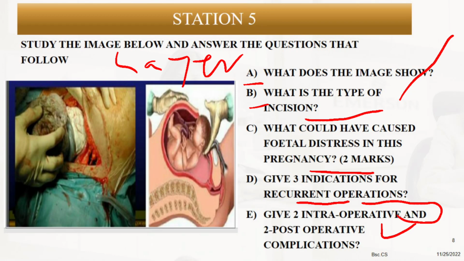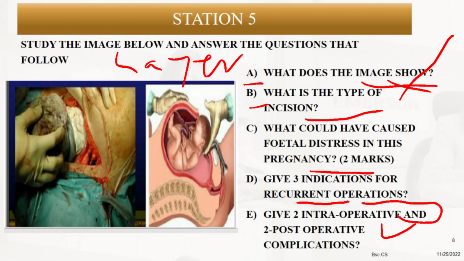Then if maybe they were asked to define what you have seen, to define the C-section, you can say this is an operation that is performed to deliver a baby via the transabdominal route. So those are some of the things.